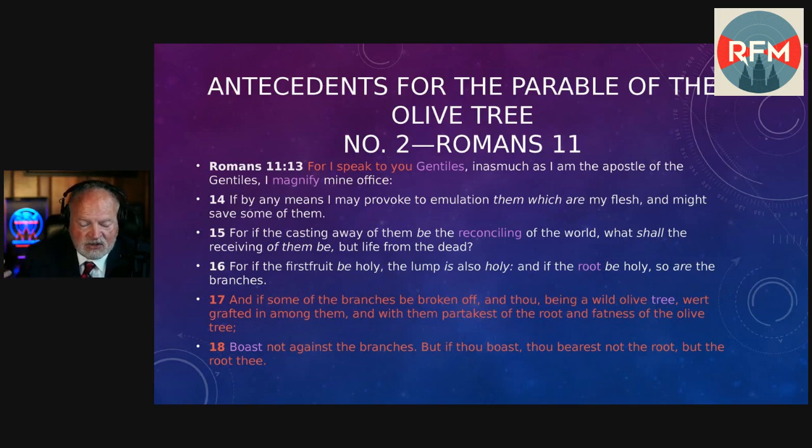So the root being the Jewish religion and the Hebrew scriptures and all of their tradition. That is the root of the tree. So if you, as a Gentile, being grafted in as a wild olive tree into the tame olive tree that is Israel, don't start thinking you're better than the Jewish people because you, as a grafted in branch, don't support the root. The root supports you.